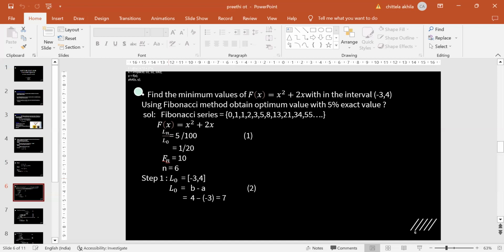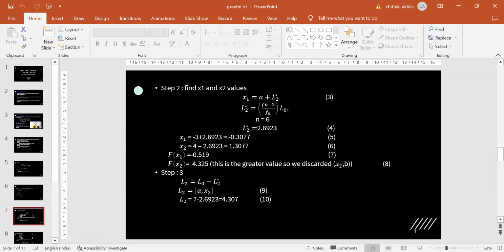To find the length, with interval minus 3 comma 4, that is b minus a, which is 7. And then we are going to find f of x1 and x2. We are finding the x1 value.